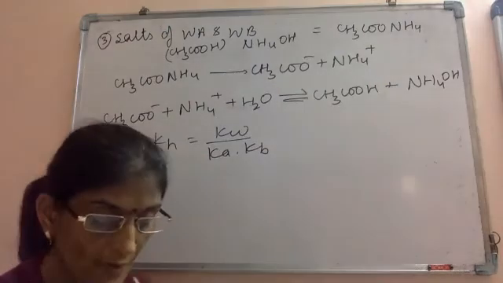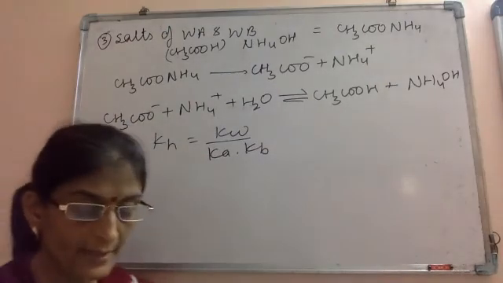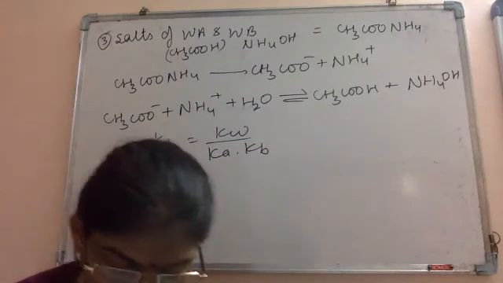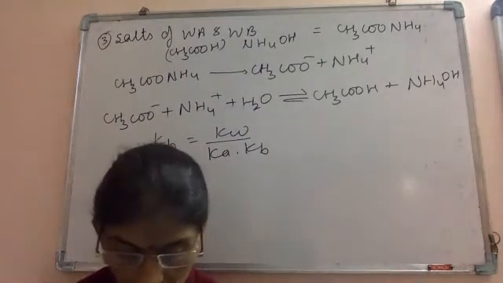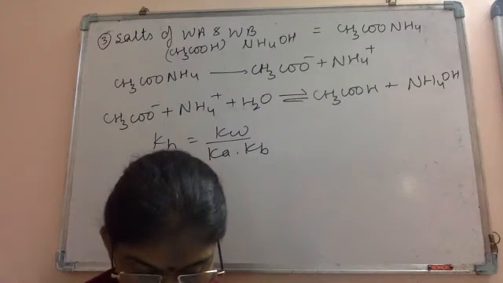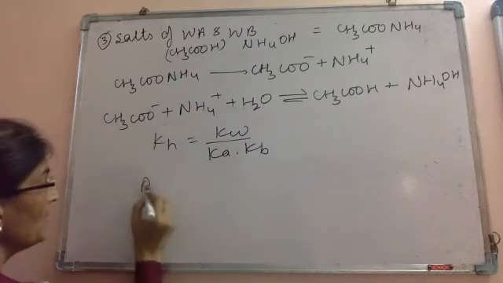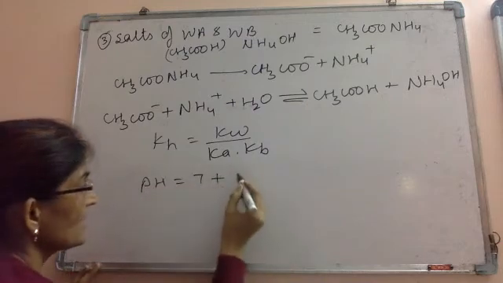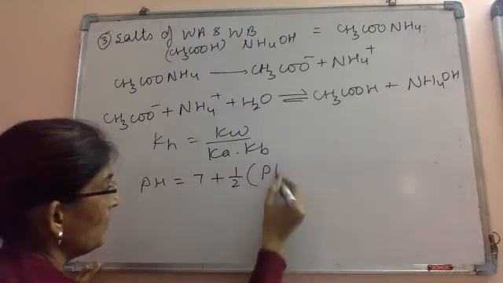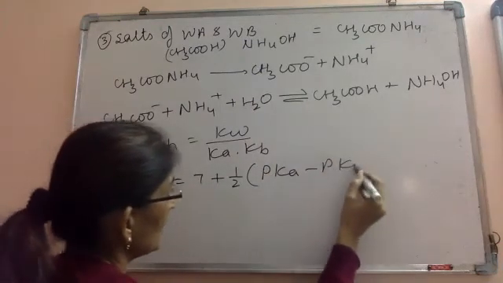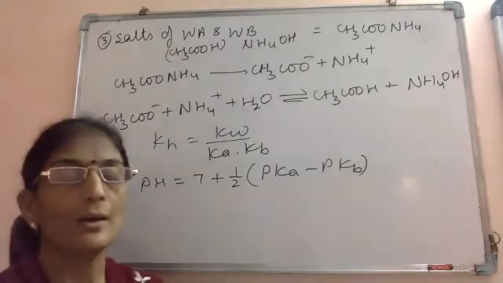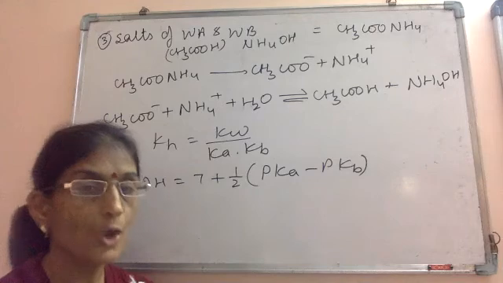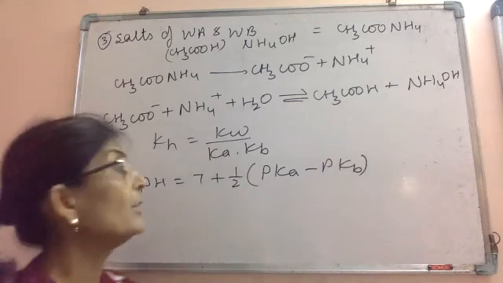The pH of such salts that are made up of weak acid and weak base can be written down with the formula: pH equals 7 plus half of pKa minus pKb. What is pKa? Minus log of Ka. What is pKb? Minus log of Kb. So pH is calculated by this formula.